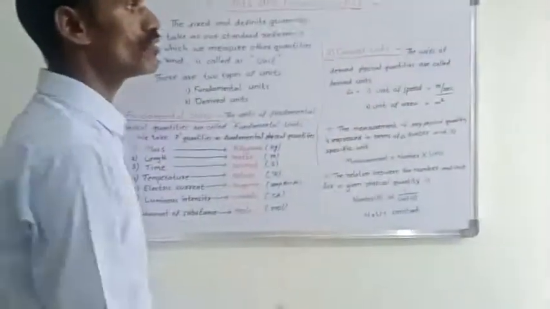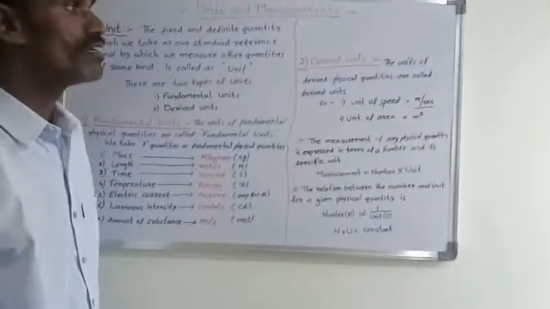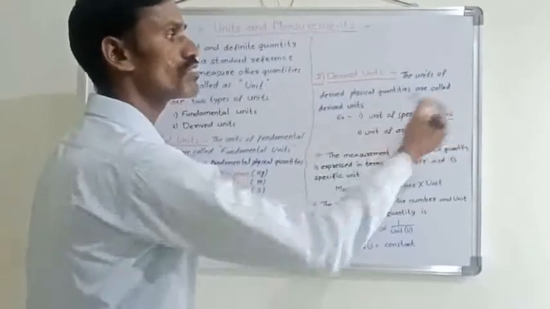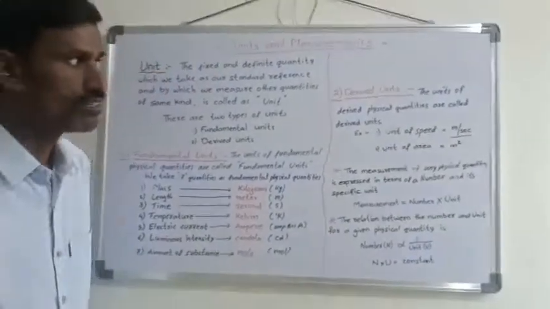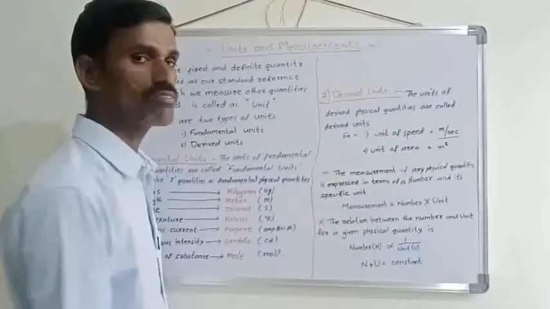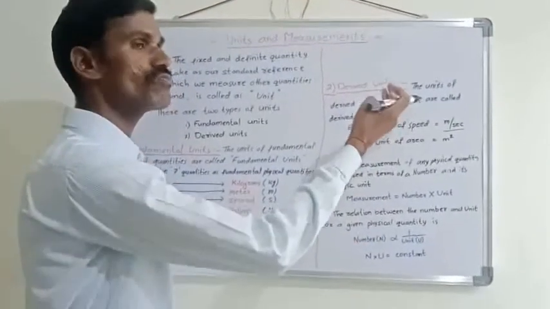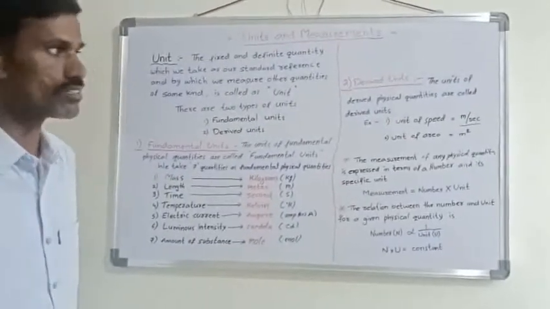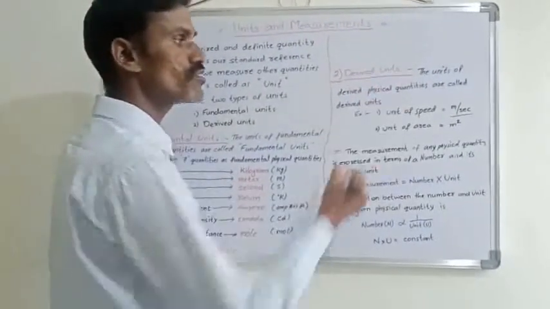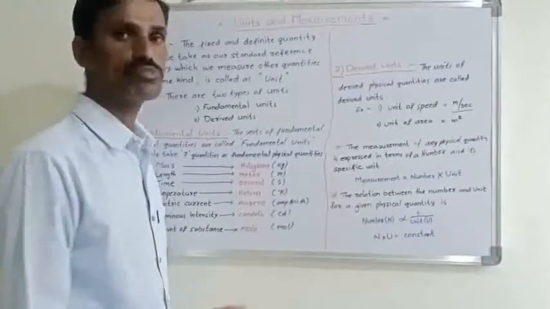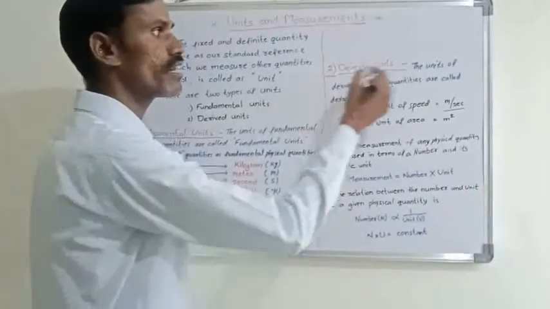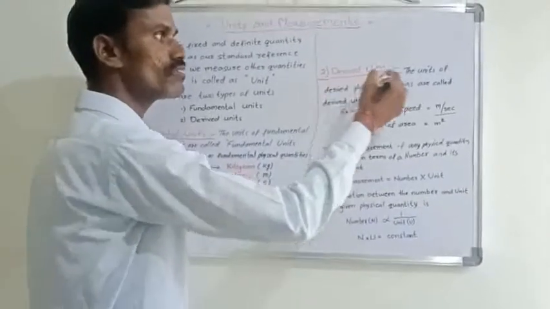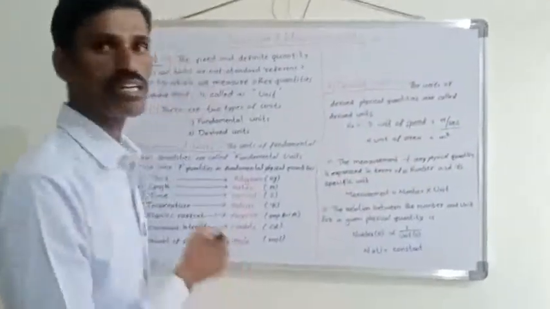Now derived units. Derived units are the units of derived physical quantities. The units of derived physical quantities are called derived units. What is a derived physical quantity? It is a physical quantity which is derived from fundamental physical quantities or other physical quantities. Similarly, the derived units are derived from fundamental units. That means these units depend upon fundamental units.